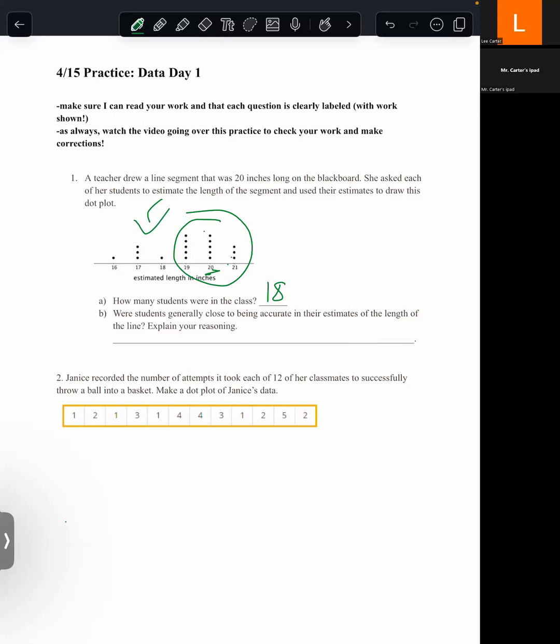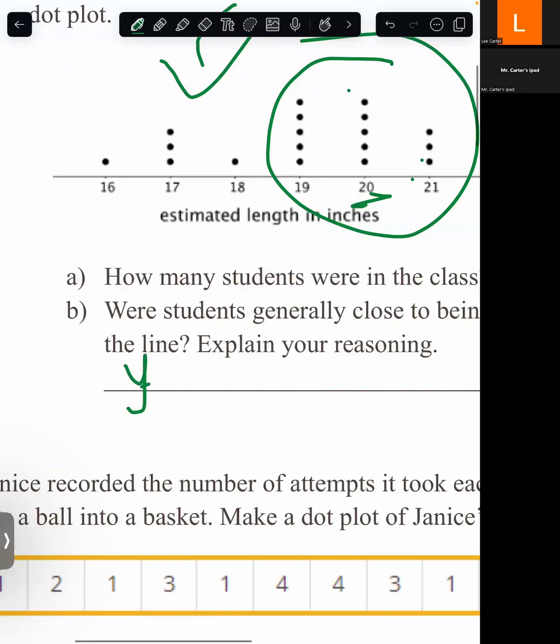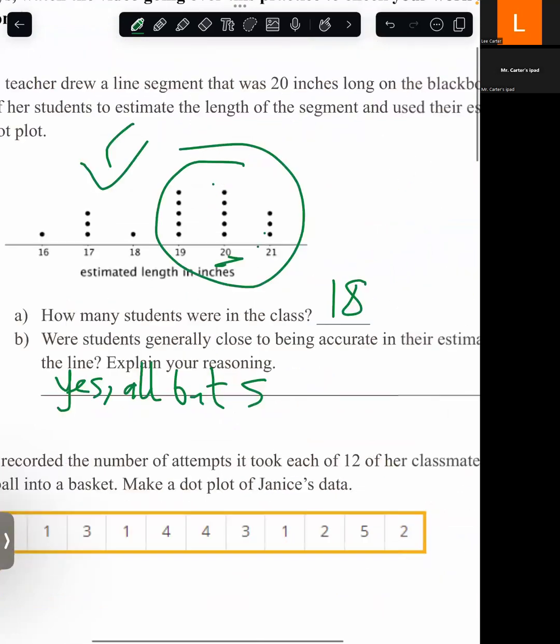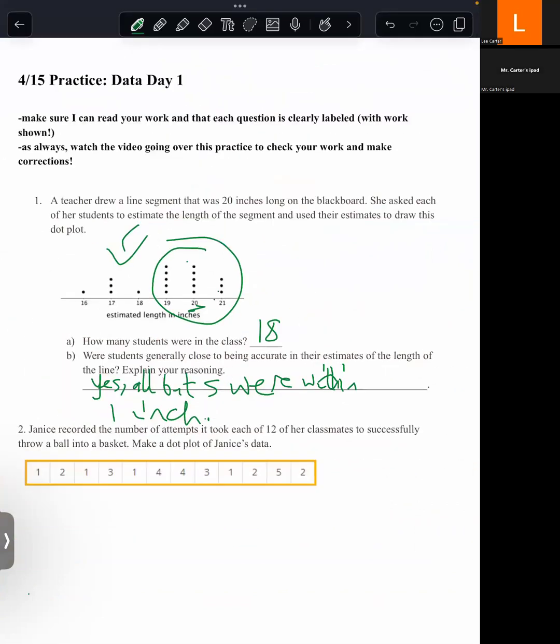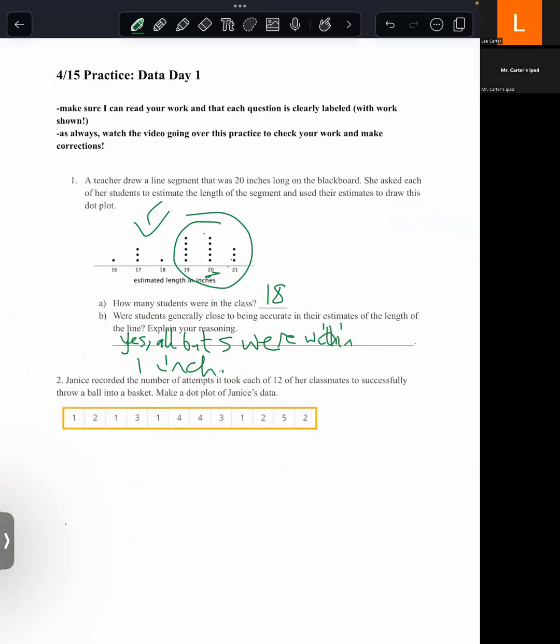So you could argue no, yes, whatever. Me personally, I would say yes. All but 5 were within 1 inch, meaning they did a pretty good job in estimating. Please put this in your words, not just in mine. You could also say the majority of them were very close.